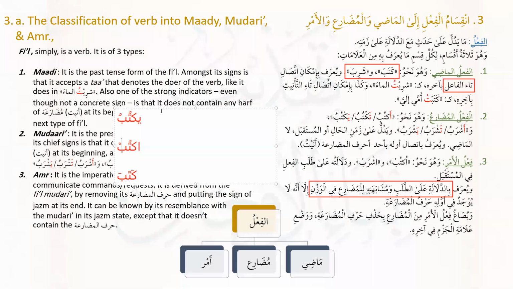at its beginning حرف المضارعة. It does not have a ya or a noon or a ta or a hamza. Now, the second question is, okay, if it does not contain a حرف المضارع, how to form a فعل أمر, how to derive a فعل أمر.